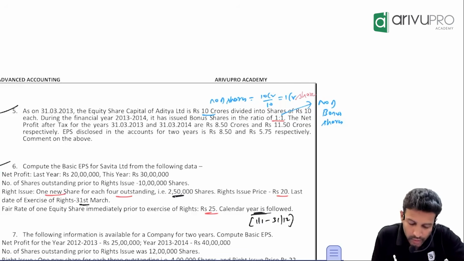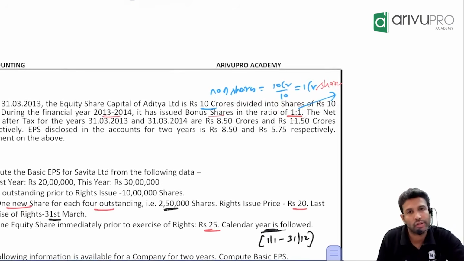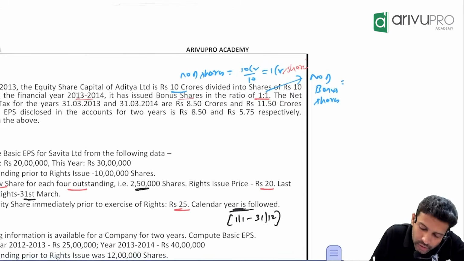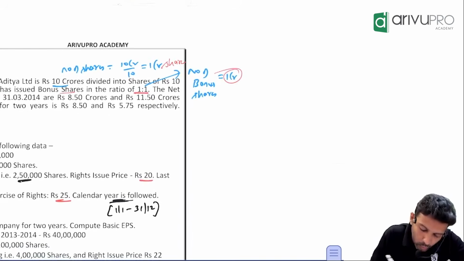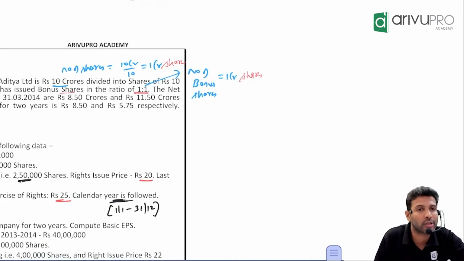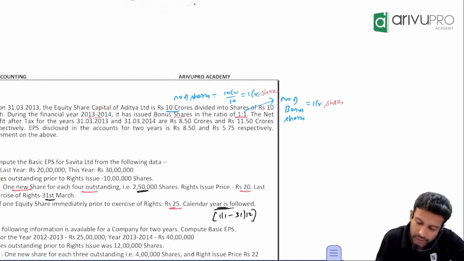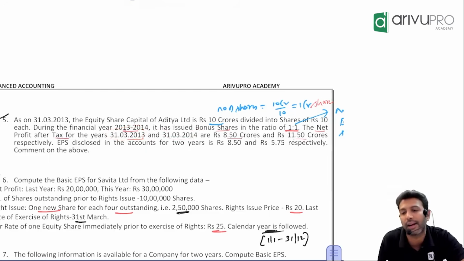During the year 2013-14, the company has issued bonus shares in what ratio? 1:1. So if you have 1 original share, you will get 1 bonus. How many original shares do we have? 1 crore shares. So you will get 1 crore bonus shares also, because the ratio is 1:1. Bonus came in which year? Current year, that is 2013-14. The net profit after tax for the years ended 31st March 2013 and 31st March 2014 is 8.5 crore and 11.5 crore.